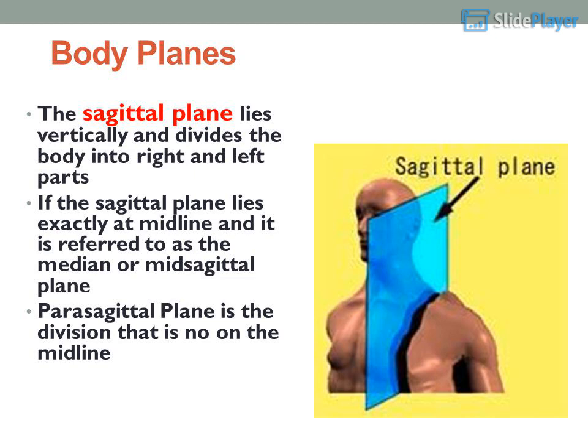The sagittal plane lies vertically and divides the body into right and left parts. If the sagittal plane lies exactly at midline, it is referred to as the median or midsagittal plane. A parasagittal plane is a division that is not on the midline.